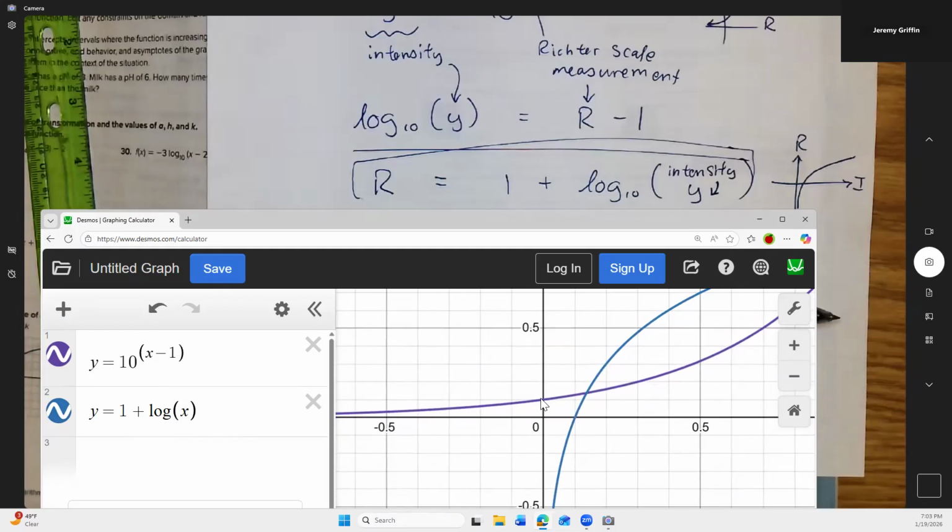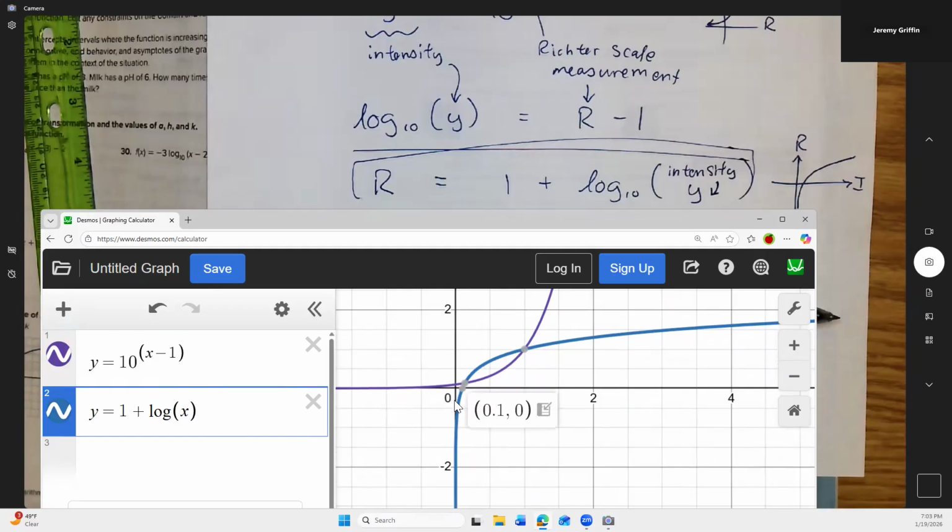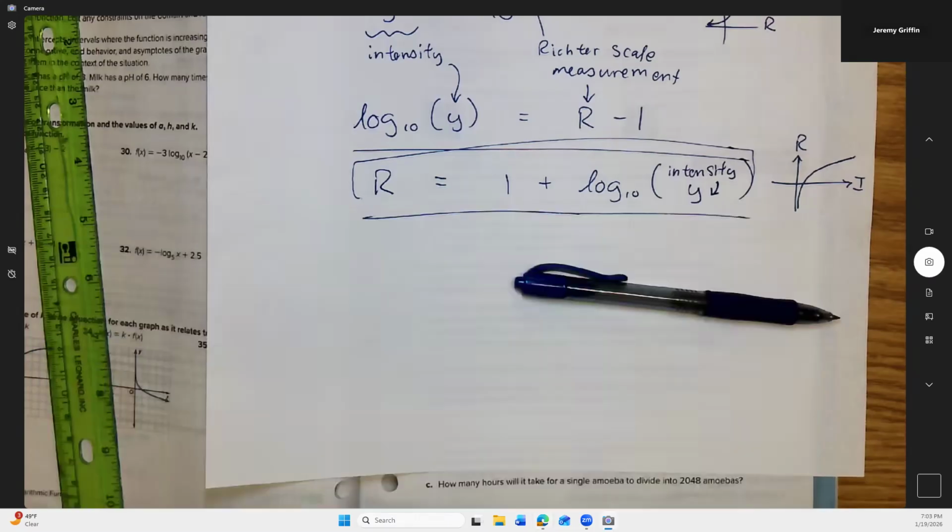What are these intercepts right here? This intercept is at 0.1. This intercept should be at 0.10. Yeah, there we go. Okay, and I see a horizontal asymptote on one and a vertical asymptote on the other. Horizontal asymptote, of course, on the exponential equation, and vertical asymptote on the logarithm. All right, so we got all that.